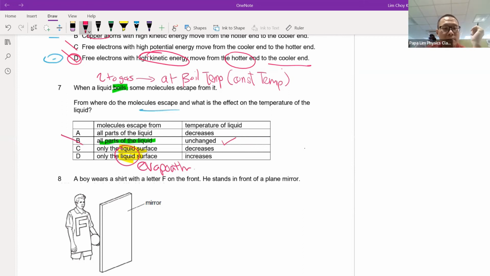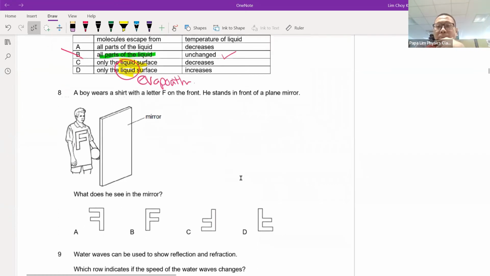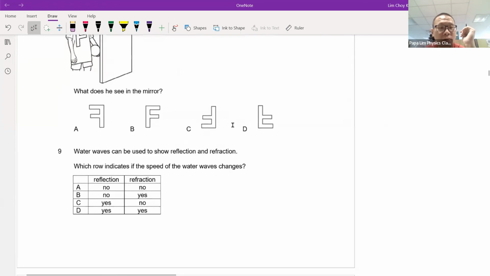Okay, question 8, the laterally inverted letter. I would say it's quite a simple question. In fact, I think it's really a safety net question, because this question is, I would say, primary school level. But it's an interesting concept to test, laterally inverted. So take note of this question.